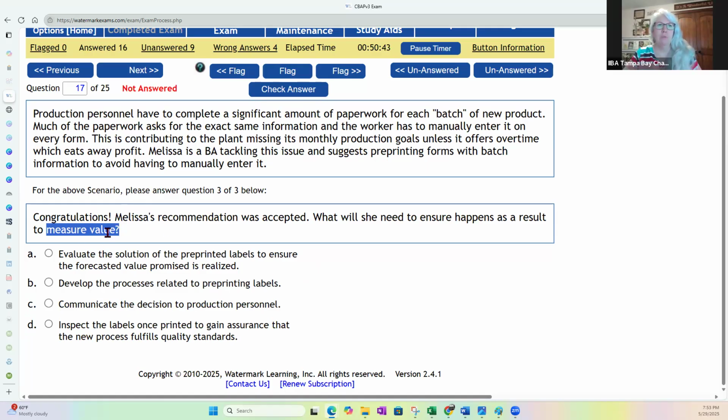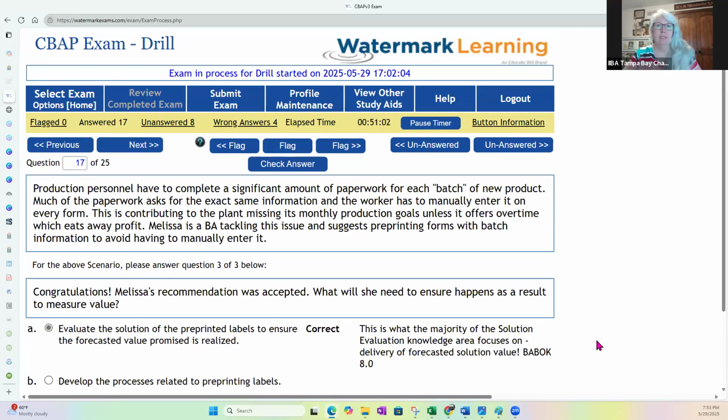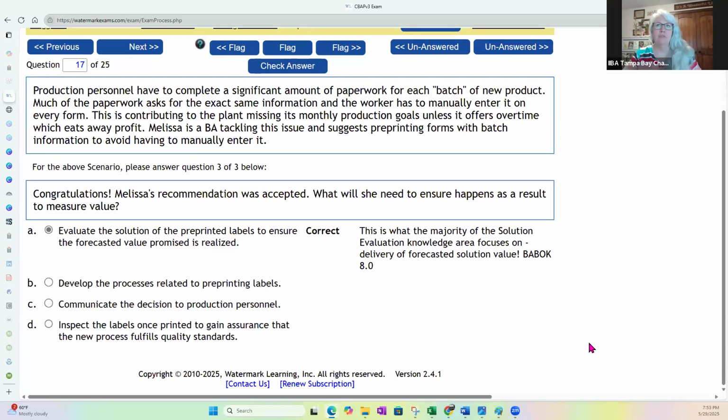So we want to know how she's going to measure value. A seems like the best option because you're trying to make sure that it actually does what she anticipates it's going to do. Evaluate the solution once it's implemented. Let's check it. This is what the majority of the solution evaluation knowledge area focuses on: delivery of forecasted solution value. It's really good as BAs whenever we can say, I told you this was going to happen, now it's happened, and you can now trust me more.